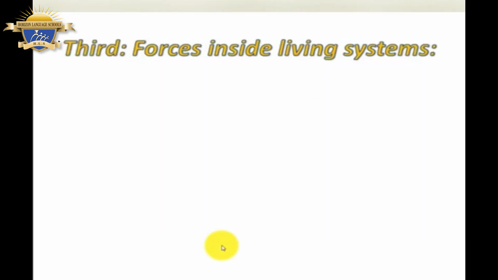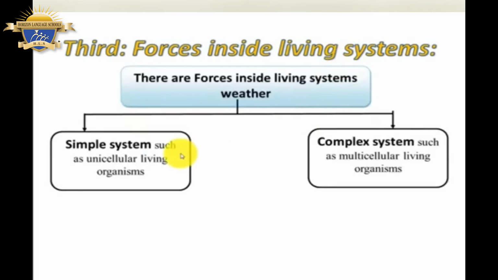And thus we finished the friction force. Third, forces inside living systems. These forces which cause motion enable living organisms to do their different biological operations and to keep their survival and vitality. And these forces are divided into 2 types, depending on the type of system which they work on.